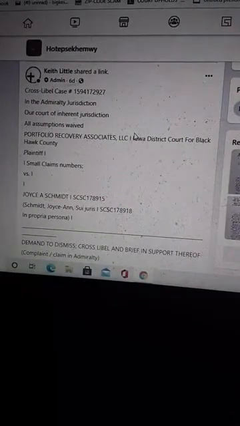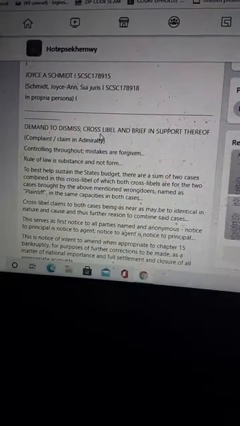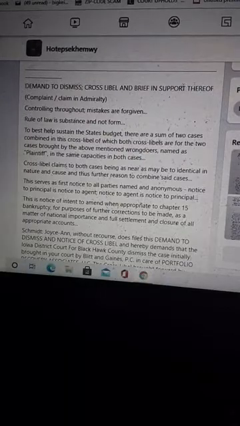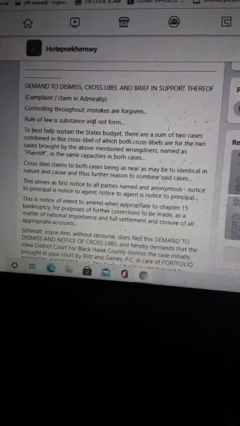Okay, here's a case I wrote up, and this is just in regards to simple credit collections. Demand to dismiss, cross libel, and brief in support of. Controlling throughout, mistakes are forgiven. Rule of law is substance and not form. And to best help sustain the state's budget, so we're in agreement with trying to make this expeditious here, we're going to help sustain the state's budget.